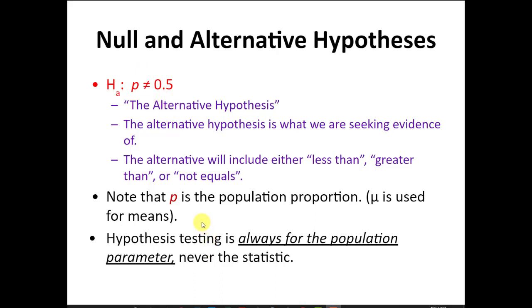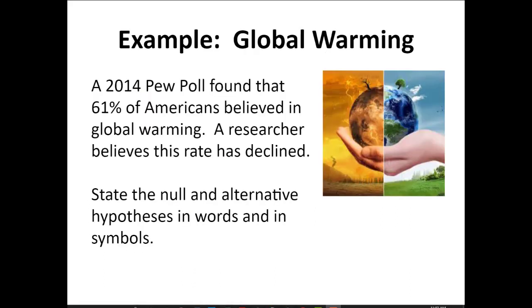Again, you have to remember that this hypothesis testing is always in terms of the population parameter. It is not about your sample statistic. Let's look at a really simple example using global warming. A 2014 Pew poll found that 61% of Americans believed in global warming. A researcher believes that this rate has declined. State the null and alternative hypotheses in words and in symbols.